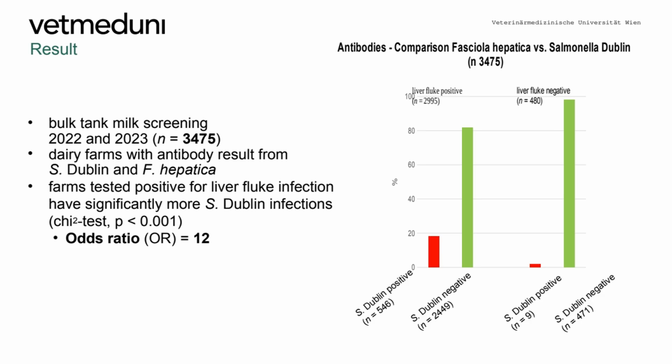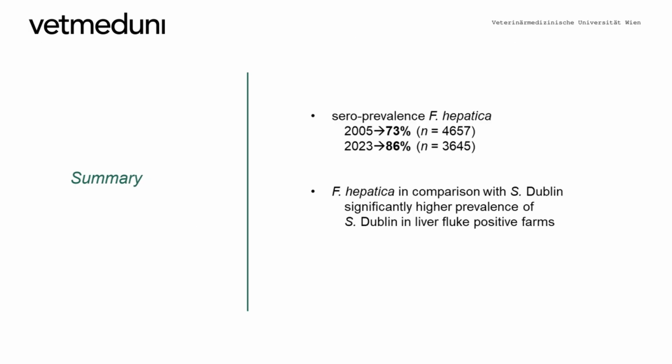Now coming to the next result. It's about Salmonella Dublin and Fasciola hepatica, and we see on the graphic that on the left side the liver fluke positive farms are shown, and on the right side the liver fluke negative farms. We see that farms testing positive for a liver fluke infection have significantly more Salmonella Dublin infections. So to sum up, we observed an increase of over 13%, and we also observed a significantly higher prevalence of Salmonella Dublin in liver fluke positive farms.